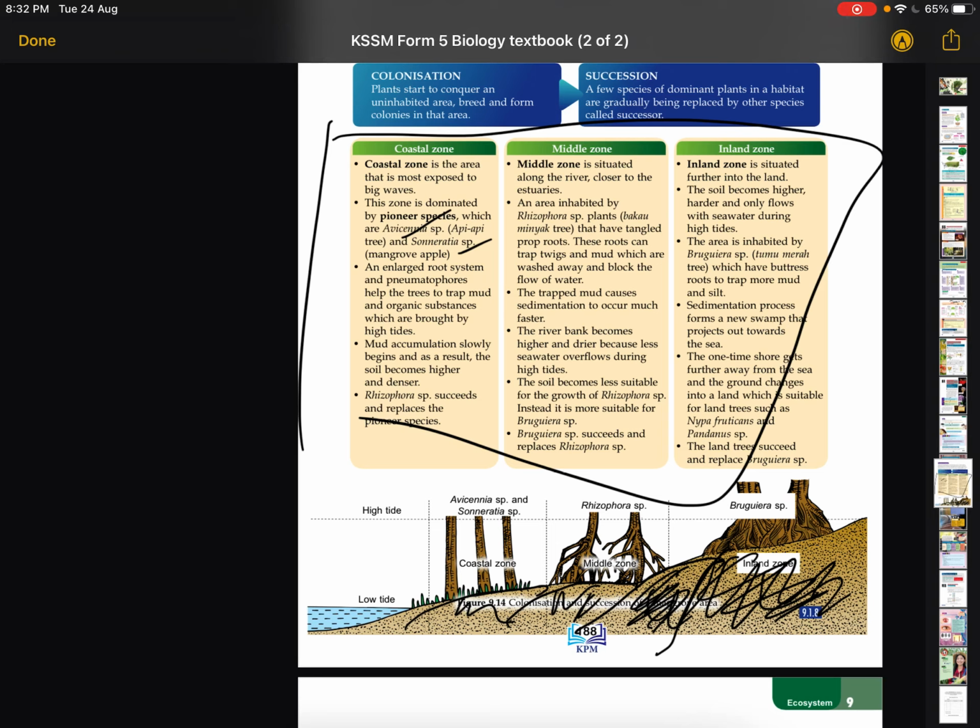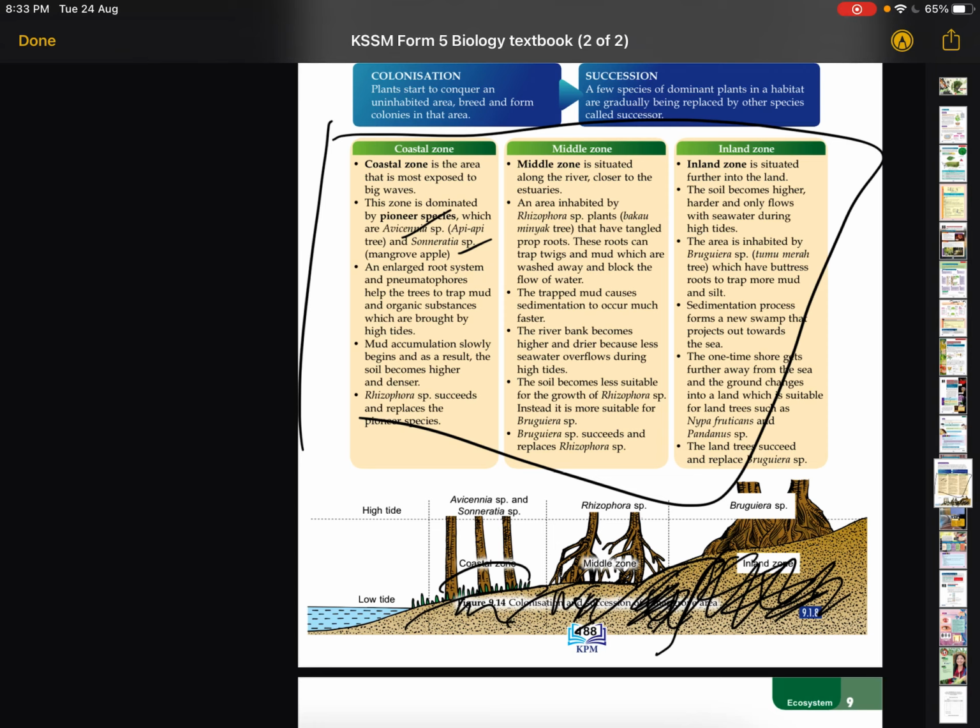This helps the plant to trap mud, and they can also trap other stuff. This mud slowly accumulates, and as I said, the mud hardens to become better, denser, harder soil. Then they don't like it anymore, so they move in front, where they will make more muddy soil, where they will make more land, and then the Rhizophora species will take the land that they already solidified. That will be called the middle zone.